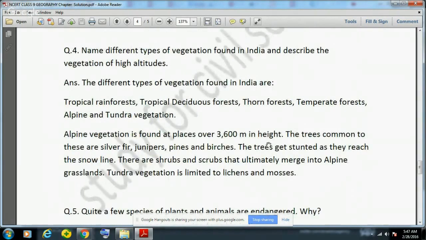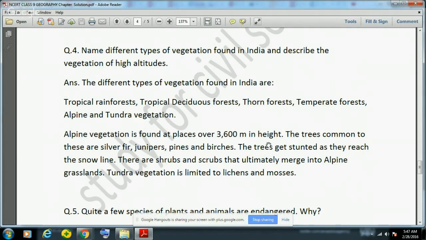Now, different types of vegetation found in India, and describe the vegetation of high latitudes. We've already told you about tropical rainforest or evergreen, tropical deciduous, thorn forest, temperate forest, then alpine and tundra vegetation. All these are found in the mountain forest.